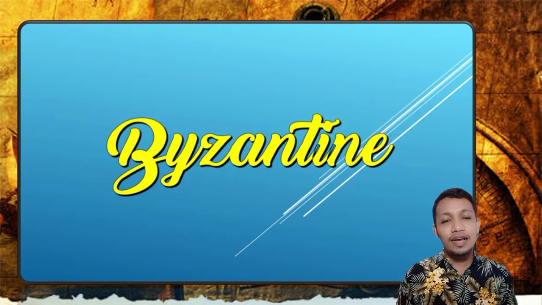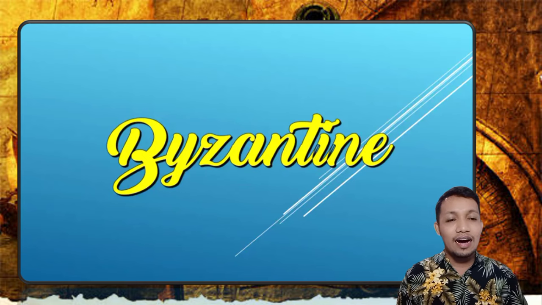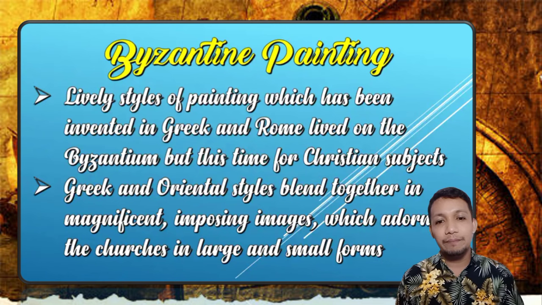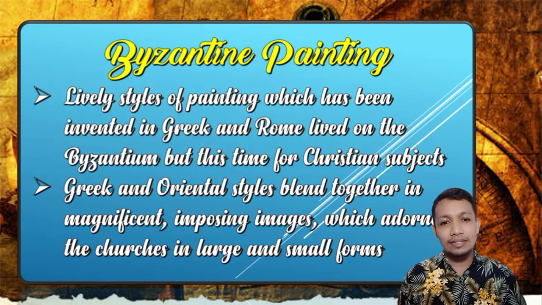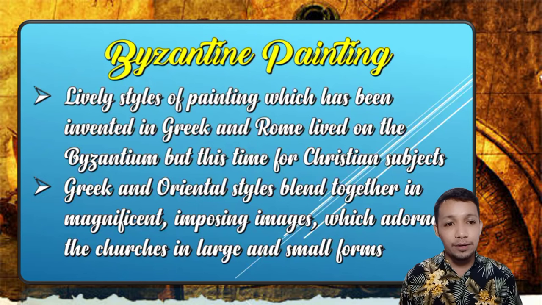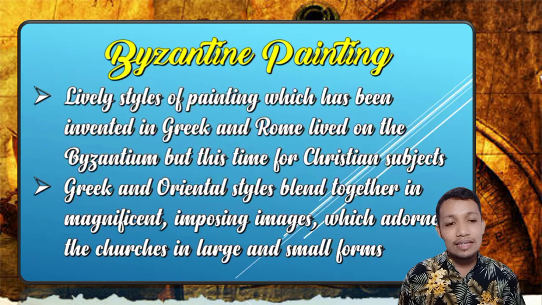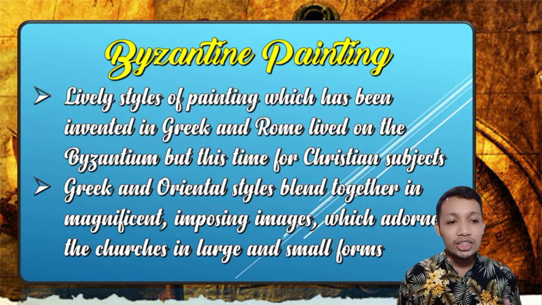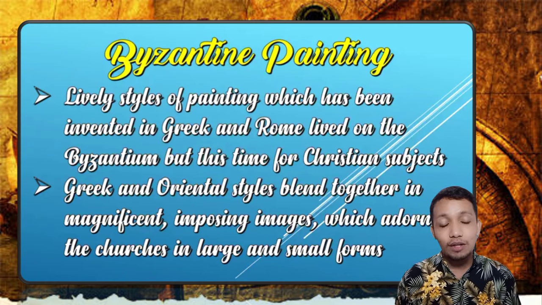Same process as before, let's first discuss its painting, next is its sculpture, and the third one is its architecture. Let's proceed to the Byzantine painting. Byzantine painting is a lively style of painting which had been practiced in Greece and Rome and lived on in Byzantium, but this time for Christian subjects. Greek and Oriental styles blend together in magnificent, imposing images which adorned the churches in large and small forms.